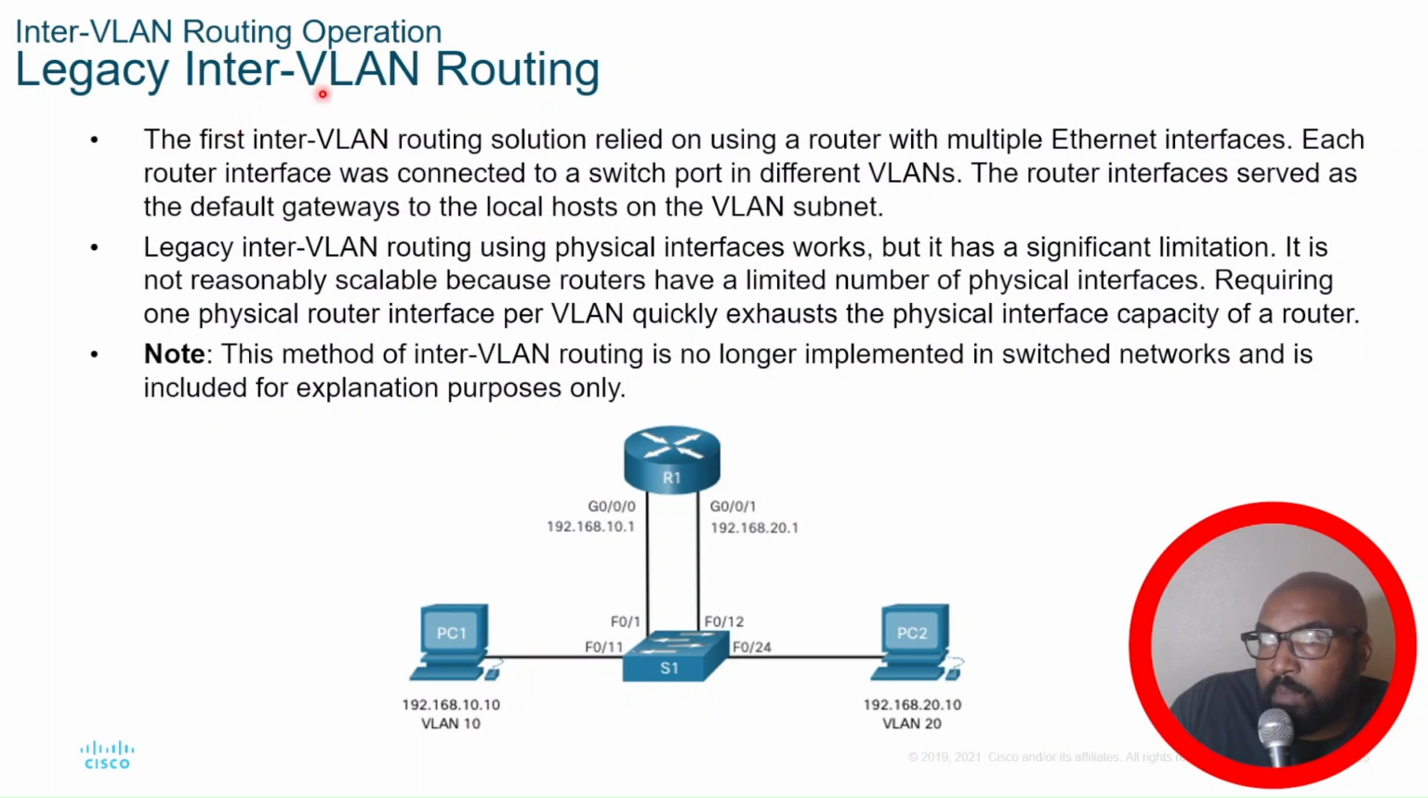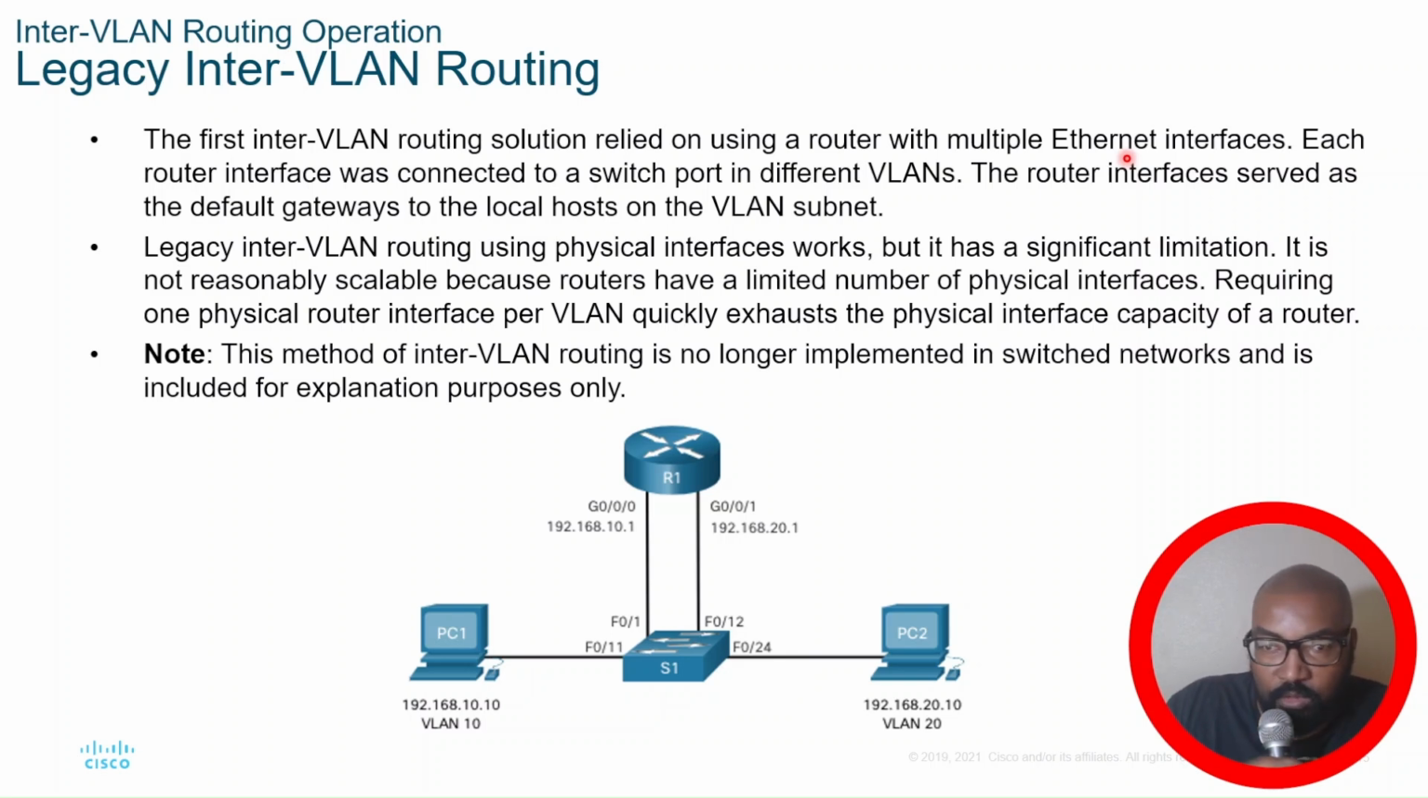Now, the first type of inter-VLAN routing is legacy, right? This first inter-VLAN routing solution relied on using a router with multiple Ethernet interfaces. So essentially, it's like taking a router that has multiple ports, making those ports accessible as different gateways into a switch, right? And each one of those cables represents essentially a virtual network, right?